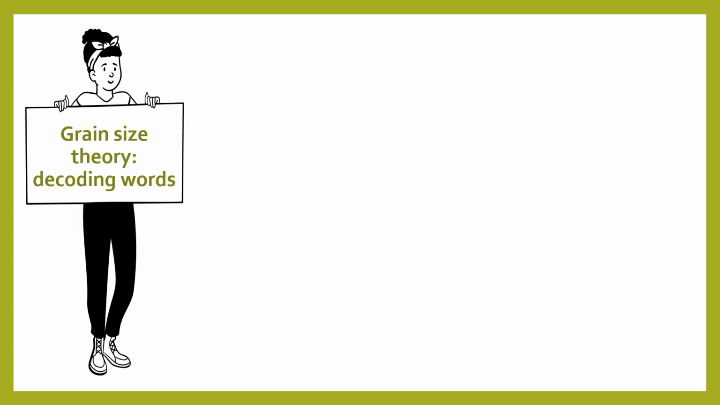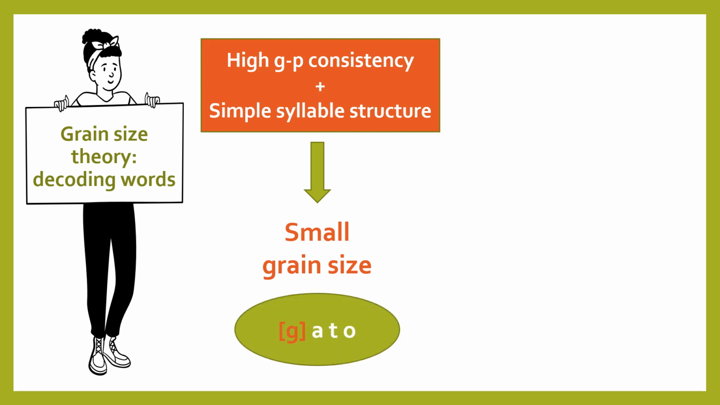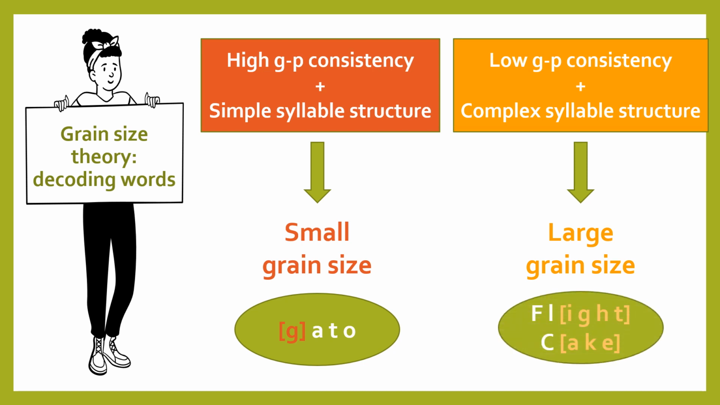In order to learn to read, it is important to be able to decode words into smaller units or grain sizes. For languages with a high grapheme-phoneme consistency and a simple syllable structure, it is convenient to decode the words into small grain sizes, like phonemes, for example, the G of gato. In contrast, for languages with a low grapheme-phoneme consistency and a complex syllable structure, it is necessary to decode the words into larger grain sizes and to focus on the regularities, for example, eit of flight and ache of cake.